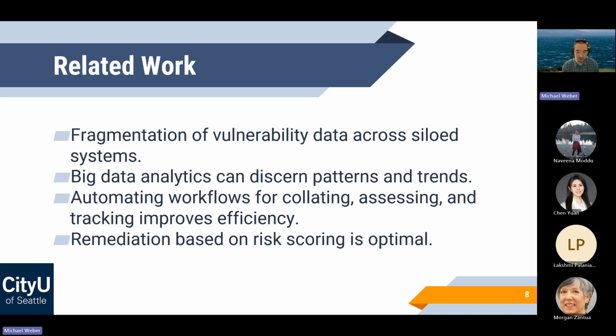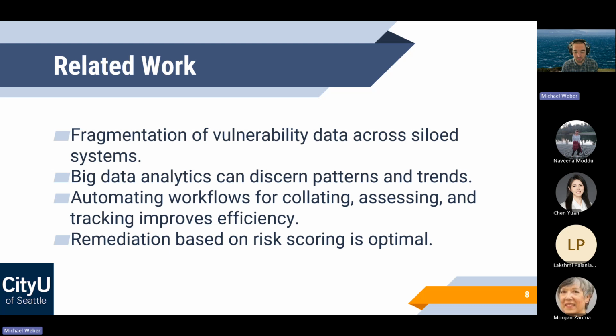Different researchers have proposed various risk scoring methodologies that consider vulnerability severity, likelihood of exploitation, potential impacts on business operations, and the criticality of affected assets. By prioritizing vulnerabilities based on these risk factors, we can allocate resources more effectively and address the most pressing security issues first.